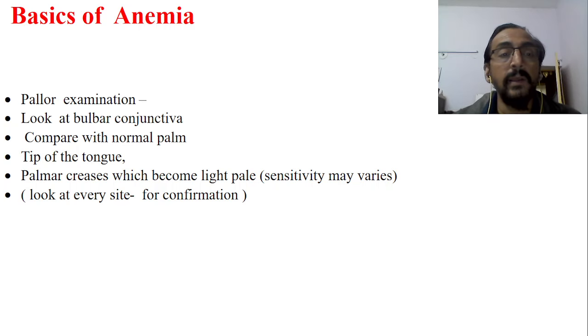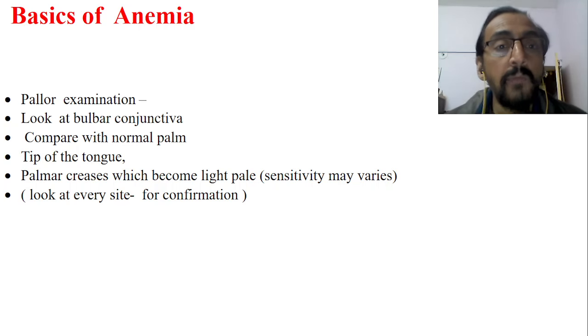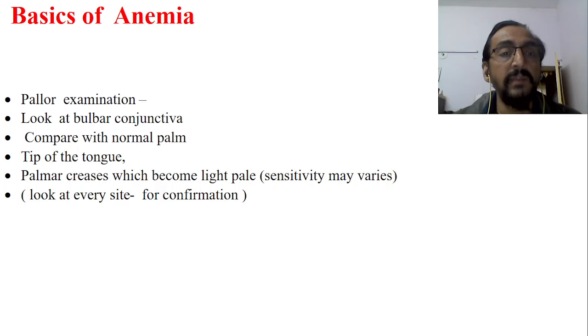Basics of anemia: we have to see the pallor examination. Pallor has to be examined by looking at the conjunctiva, especially the bulbar conjunctiva. Pallor can also be seen in the palm. The palm of the patient has to be checked against the palm of the doctor, provided the doctor does not have any anemia. It can also be seen in the tip of the tongue. One of the important areas to check for anemia or pallor is the palmar creases, which become light pale. Sensitivity may change from patient to patient.